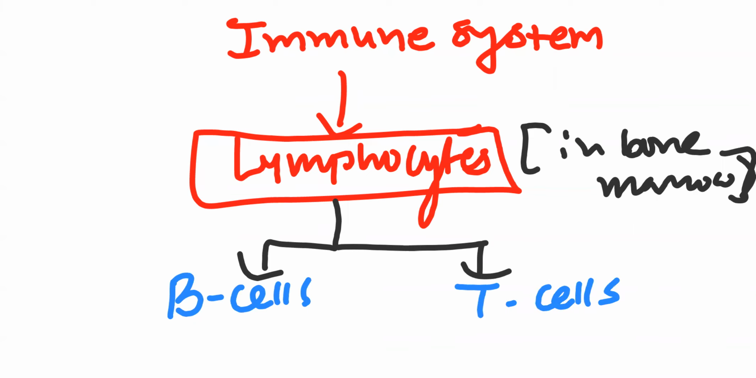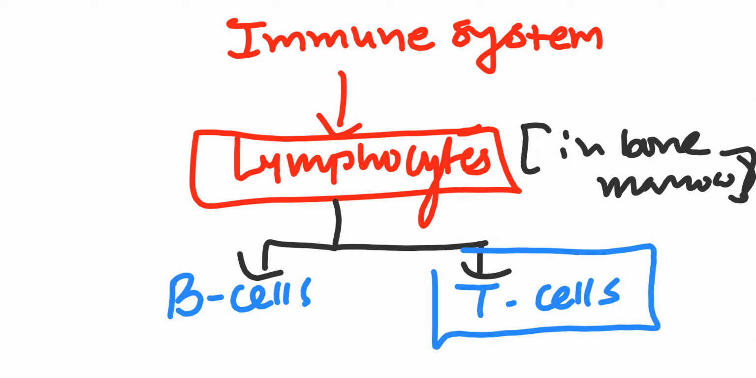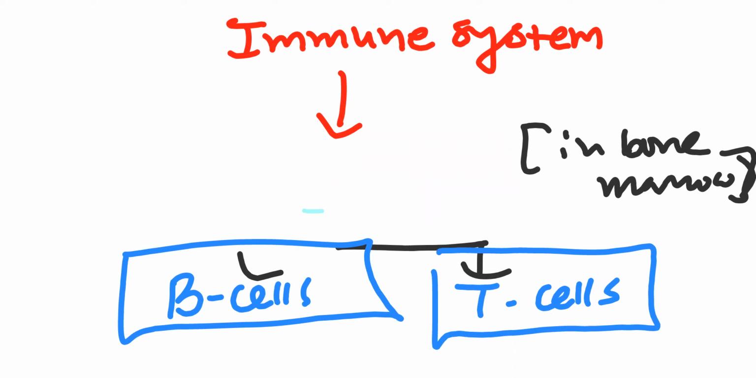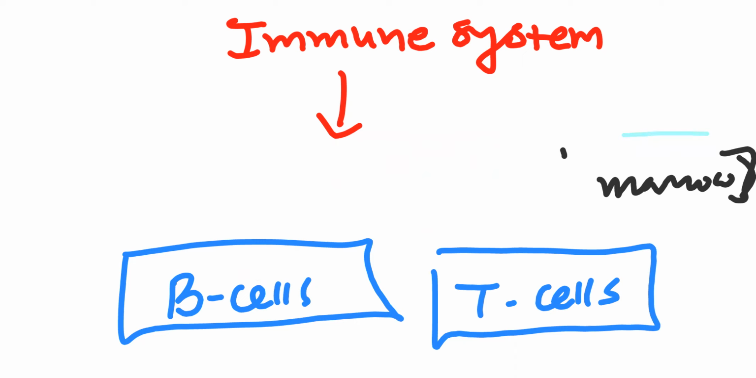B lymphocytes are those which are born in bone marrow and are matured in bone marrow. Whereas T lymphocytes are born in bone marrow, then come out into the bloodstream, go to the thymus gland, get matured over there, and again come out into the bloodstream to perform their functions. Those are identified as T cells. So we have B cells and T cells, two important categories of WBC.